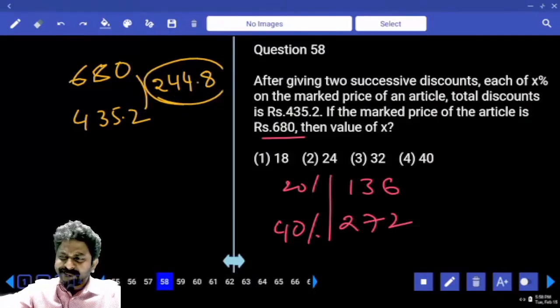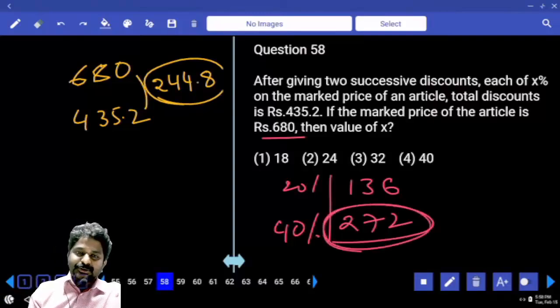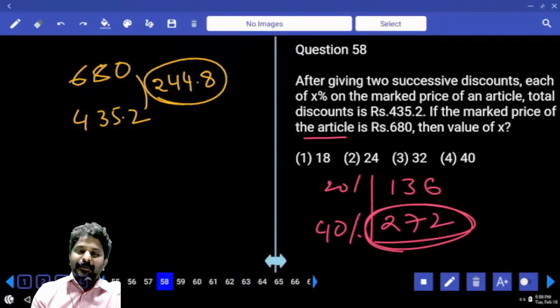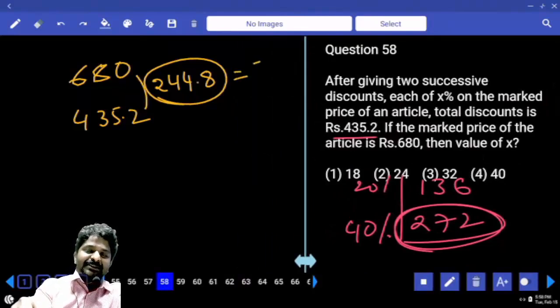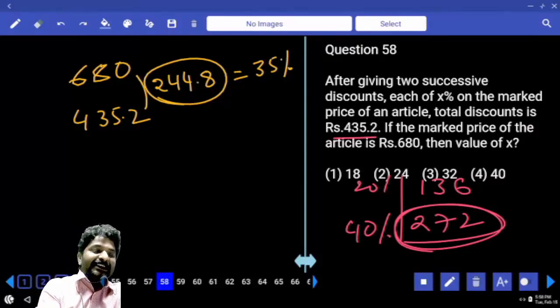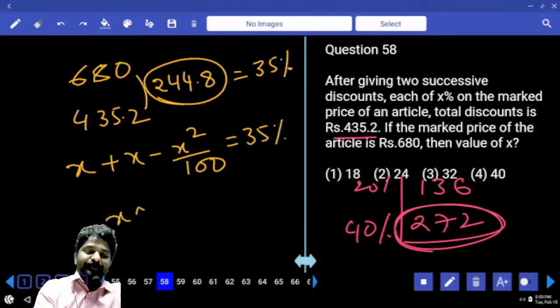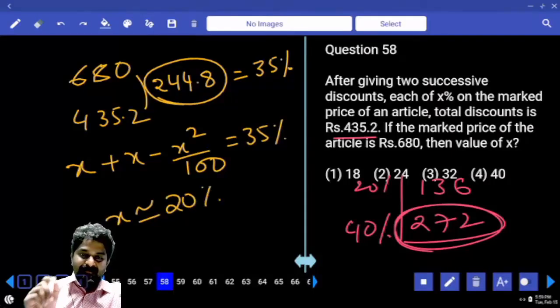2 successive discounts of each. Answer must be 20% also. So when 40% is close to 272, 244.8, this would be somewhere around approximately either 35 or 36 or 34. After giving 2 successive discounts of X% each, single discount value is X plus X minus X square by 100. If this value is equal to 35, X must be approximately 20%.